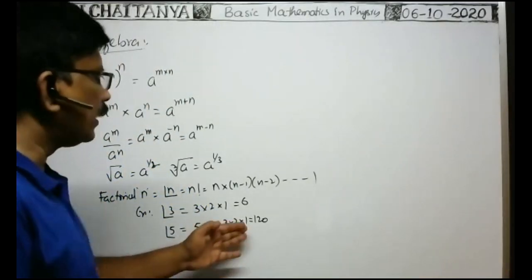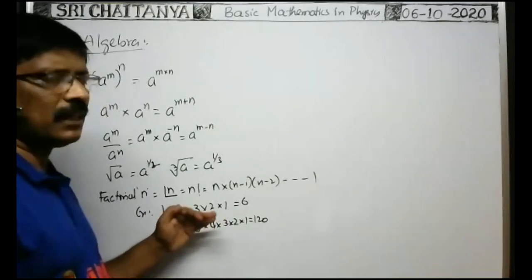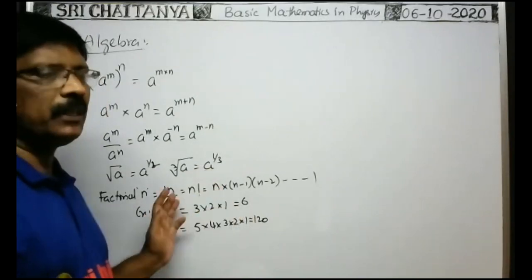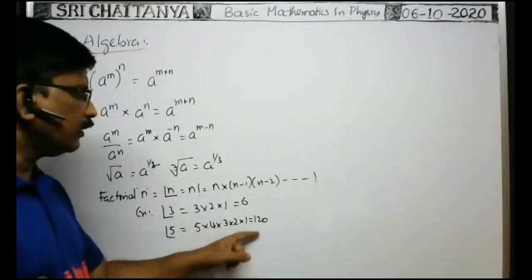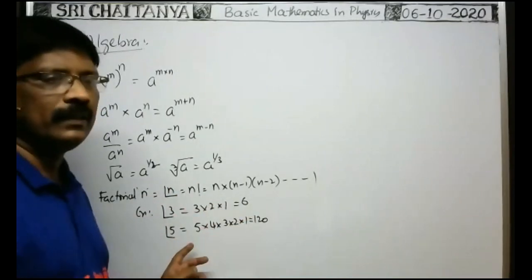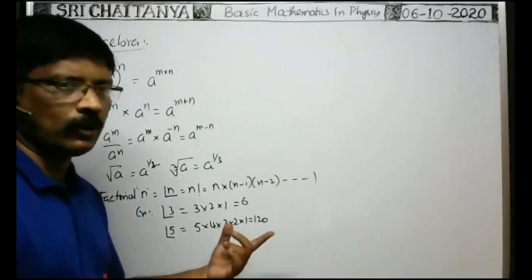Okay, instead of writing 1 into 2 into 3 into 4 into 5, instead of writing this lengthy method, simply if you write factorial 5, that is the meaning that reflects this meaning only. That's why this can be written like this, which is equal to 120.